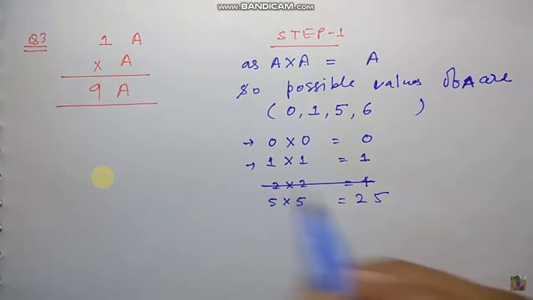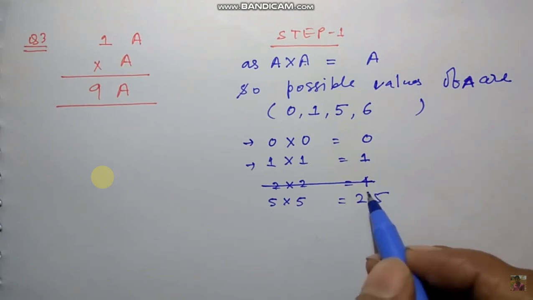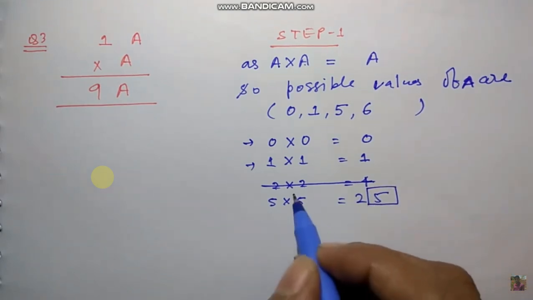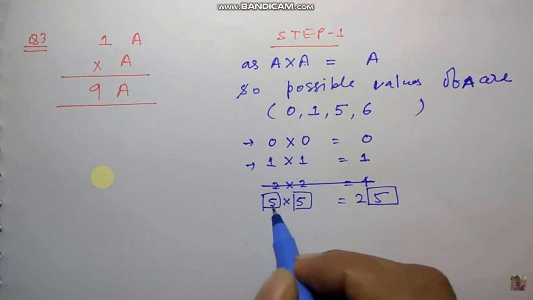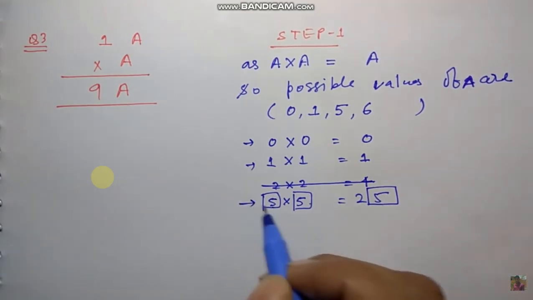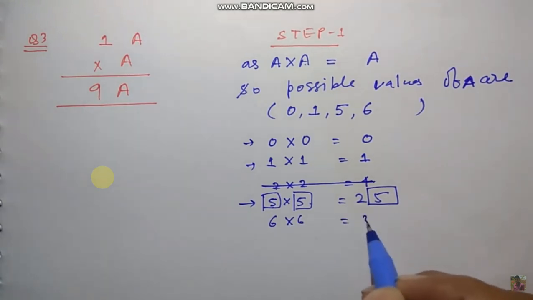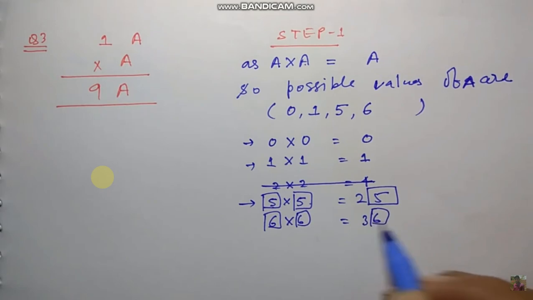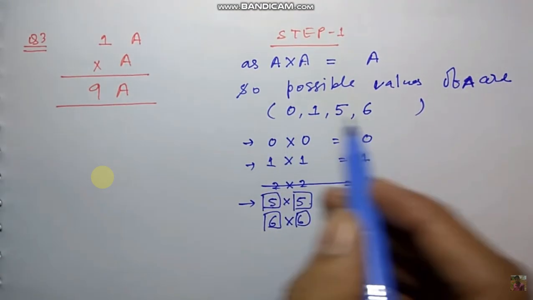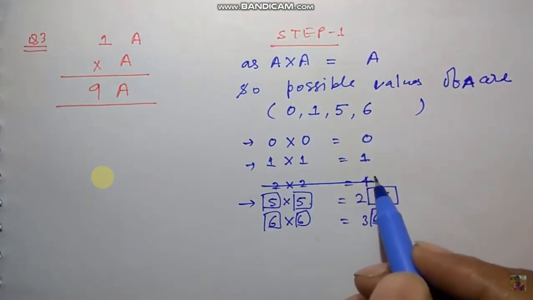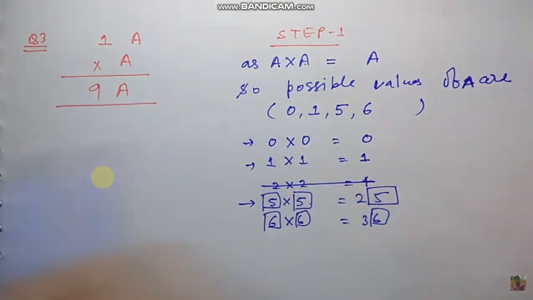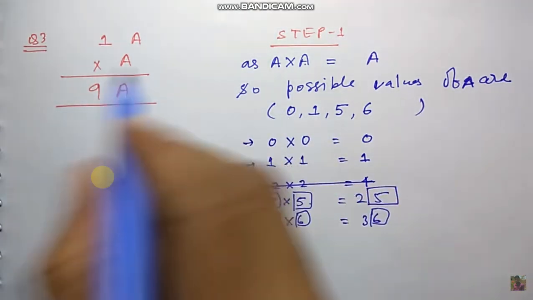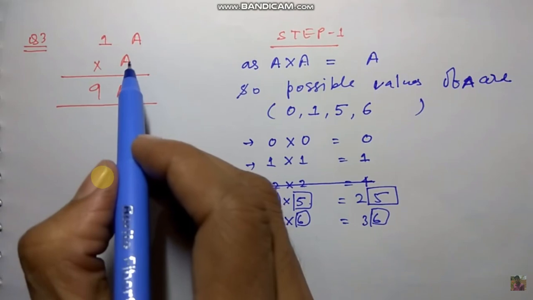So 5 into 5 is equal to 25, and its unit digit is 5. Let me check 6 into 6 is equal to 36, again its unit digit is 6. So 2 does not work here. These are the possible numbers to apply on the answer.